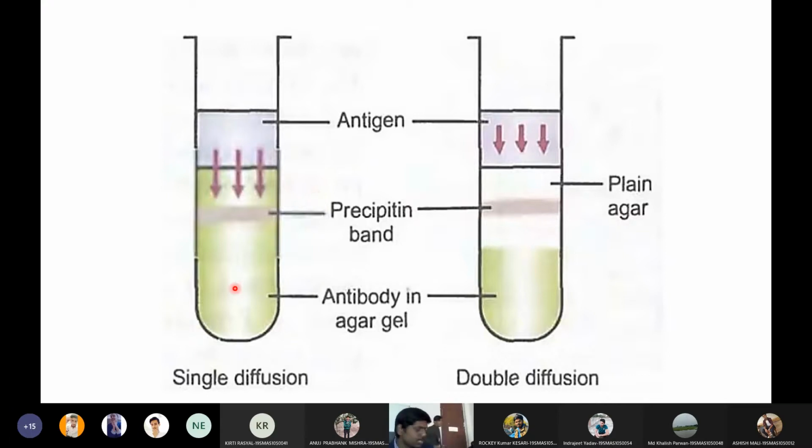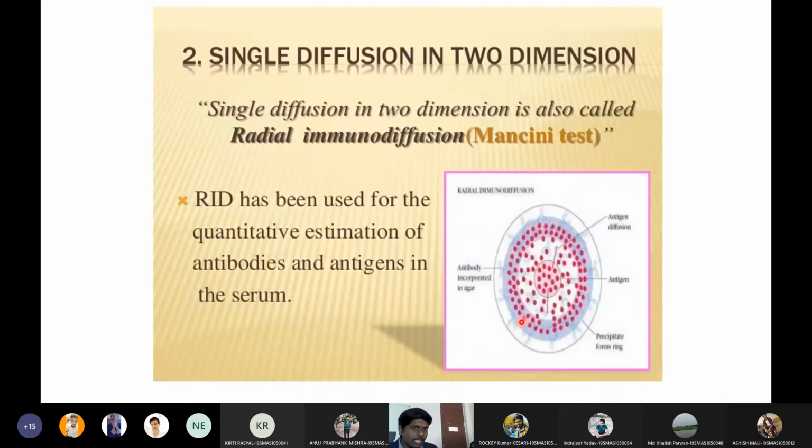Okay, so this is single diffusion in one dimension, and this is double diffusion in one dimension. Then we discussed single diffusion in two dimensions. This is single diffusion in two dimensions, which is called radial immunodiffusion, also called the Mancini test. Just now I said, right? This radial immunodiffusion is also called the Mancini test.